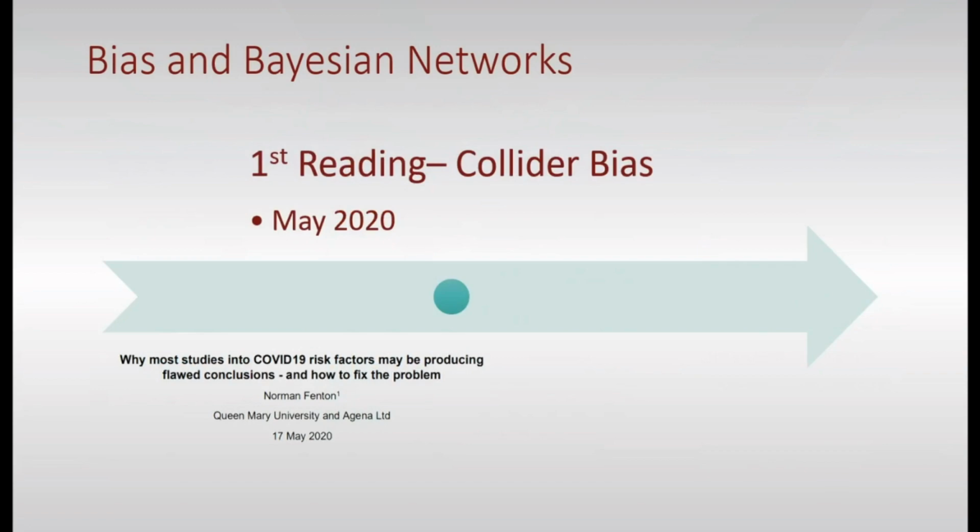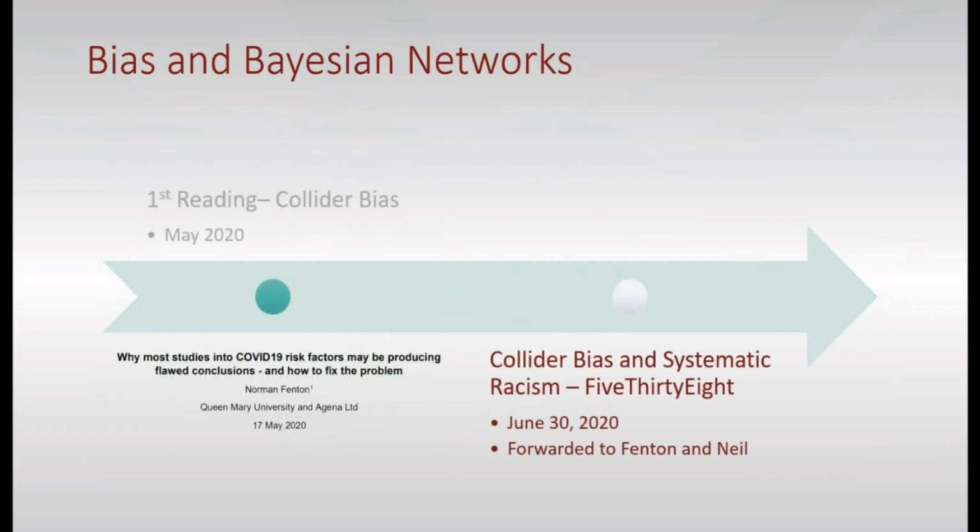So let me go back and recap. I've been reading about collider bias, looking at papers and articles. I've had the book, started back in May of this year. Then I discovered the article in 538 and I decided, just because of the coincidence of it, to forward it to Norman and Martin at GenaRisk just to see what they would think about it.